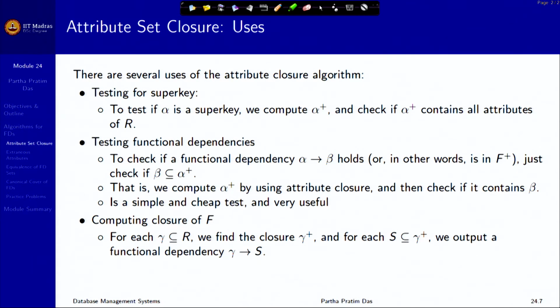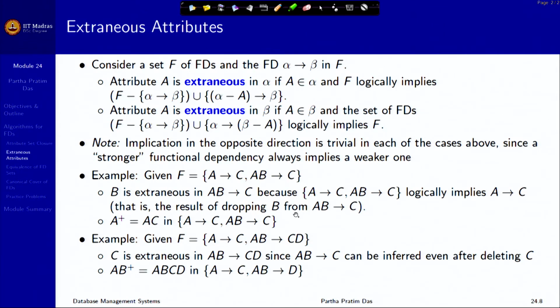And also in terms of computing the closure of functional dependencies F, you would remember we have introduced the closure of a set of functional dependencies F. We can compute F plus as the closure set, which is all possible functional dependencies that may be logically implied from the set F. And for different subsets of the relation's attributes, we can find the respective closure, and using that we can check for different functional dependencies in the closure set and compute it. So, this is one use. Now, we will go into defining other notions and checking how to compute them.